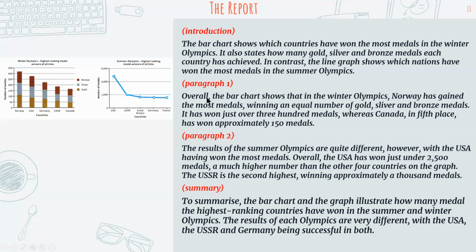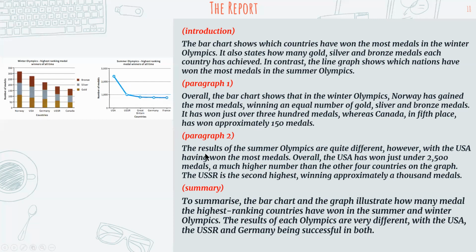Let's see. Overall, the bar chart shows that in the Winter Olympics, Norway has gained the most medals, winning an equal number of gold, silver, and bronze medals. Of course, it should read silver, I'm sorry. It has won just over 300 medals, as you can see, just over 300. Whereas Canada, in 5th place, has won approximately 150 medals. So the first paragraph is about the bar chart, reporting the most important key features. You have to remember that. Don't report everything, just the key features.